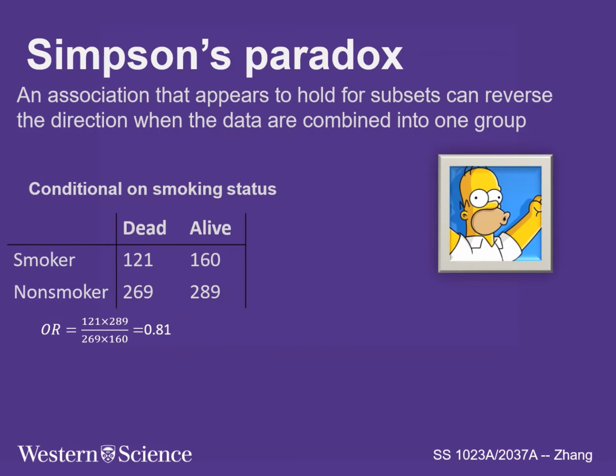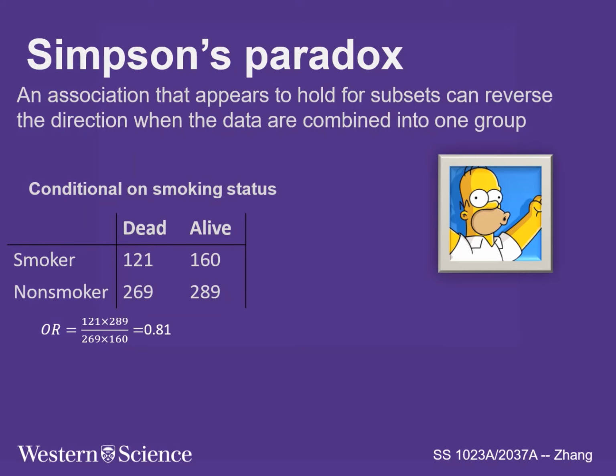In a study of the correlations among categorical variables, there is an interesting phenomenon that could happen called Simpson paradox. Simpson paradox refers to an association that appears to hold for subsets but can reverse direction when the data are combined into one group.